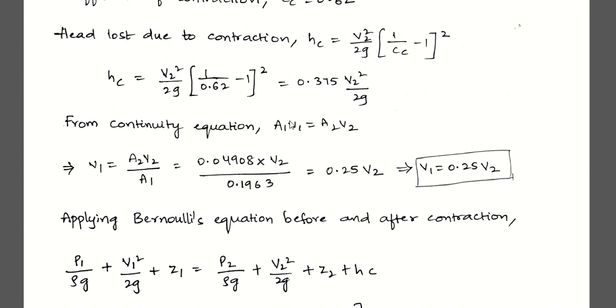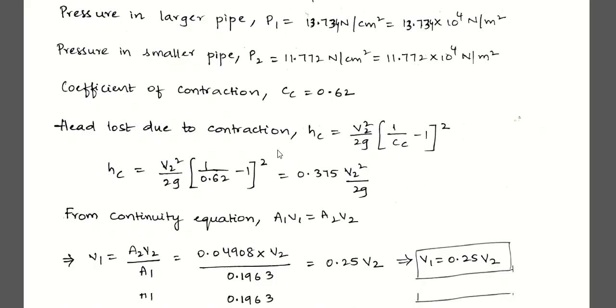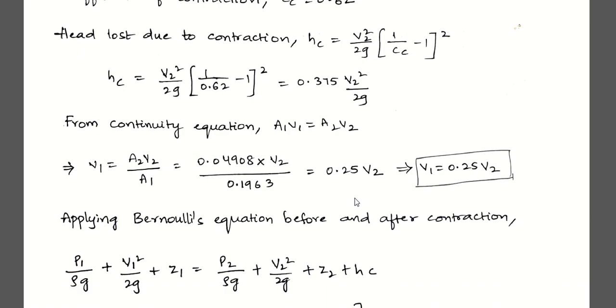So from here, what can I write V1 as? Send this A1 that side. It will be A2 V2 by A1. Substitute the value of A2. We don't know V2, let it be V2 by A1. Substitute the value of A1, which we have calculated here, using the diameters. So you got V1 as 0.25 V2. Now wherever I get V1, I'll start substituting 0.25 V2 such that only V2 will be the unknown.